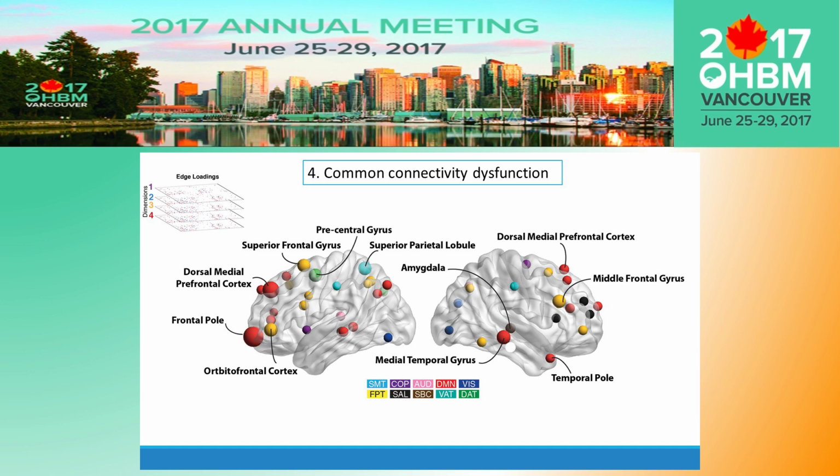And as you can see, regions such as the frontal pole, the superior frontal gyrus, and the medial temporal gyrus have markedly high loadings across the four psychiatric dimensions. And red means that they belong to the default mode network, and the yellow means they are from the frontoparietal network.